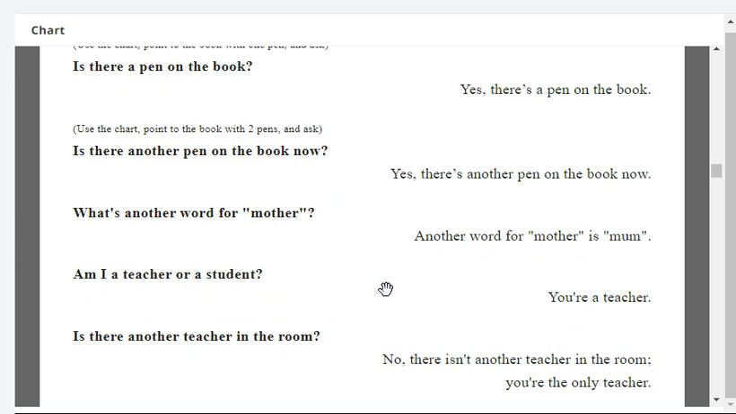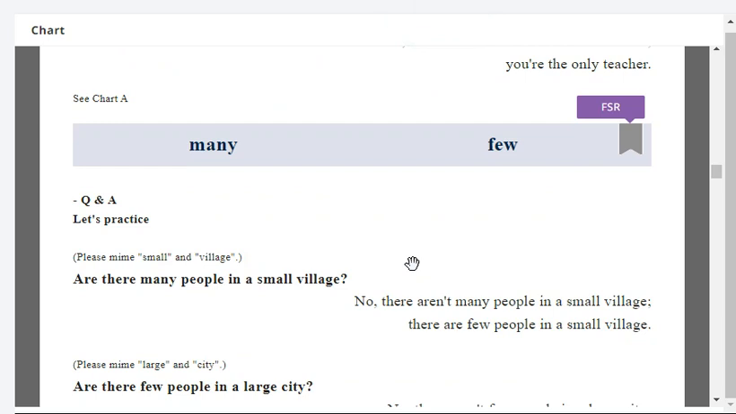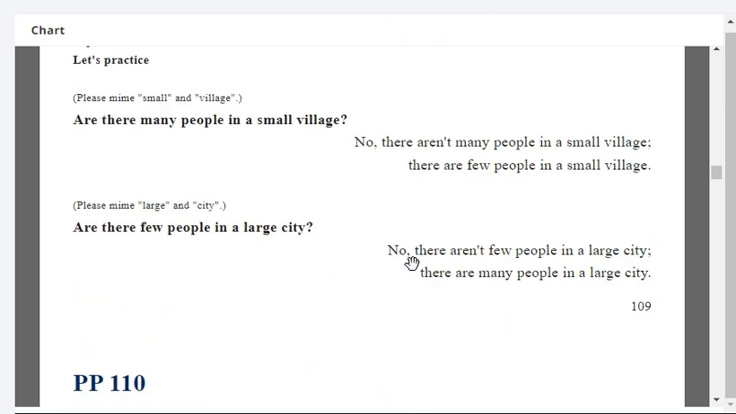Is there another teacher in the room? No, there isn't another teacher in the room. You're the only teacher. Very good.